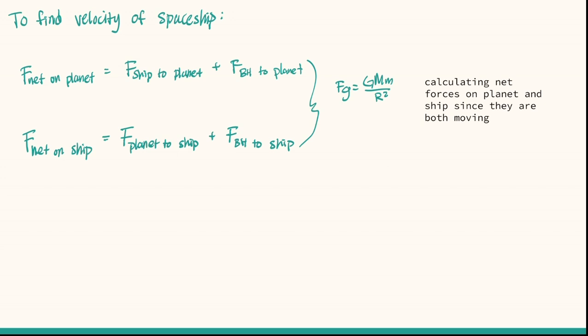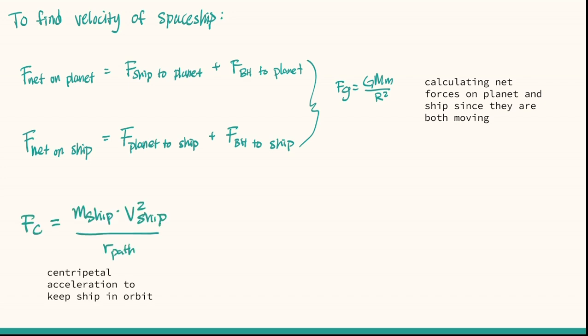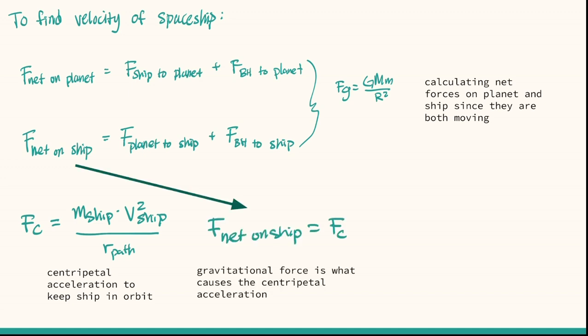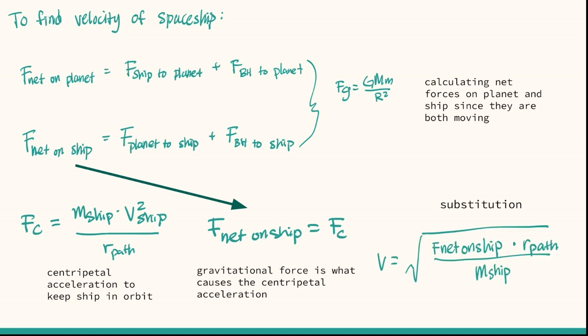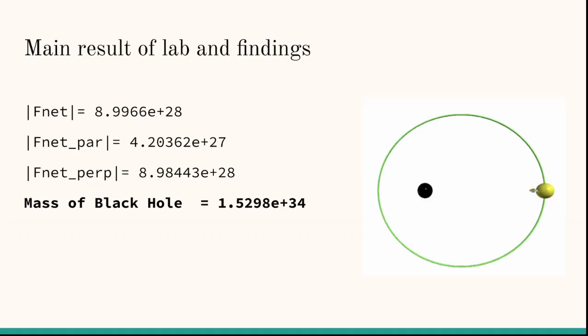To determine the velocity of our spaceship, we calculate the net forces on the planet and the ship since they are both moving. This is through superposition. Then we get the centripetal acceleration that keeps our ship in orbit and not just go haywire. Since gravitational force is what causes the centripetal acceleration, we set them equal and substitute to find our velocity. There are going to be a lot of different options for this, and we're going to find this through trial and error.